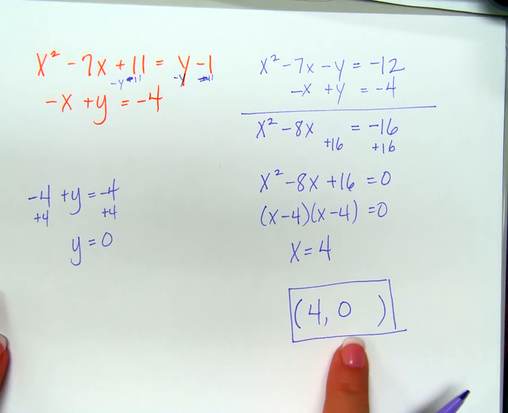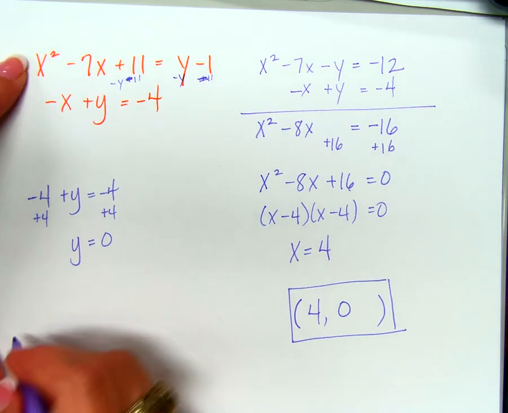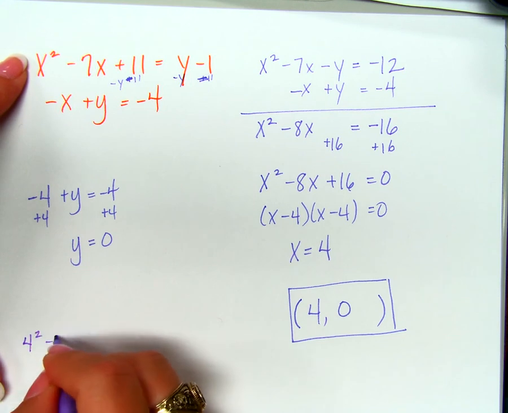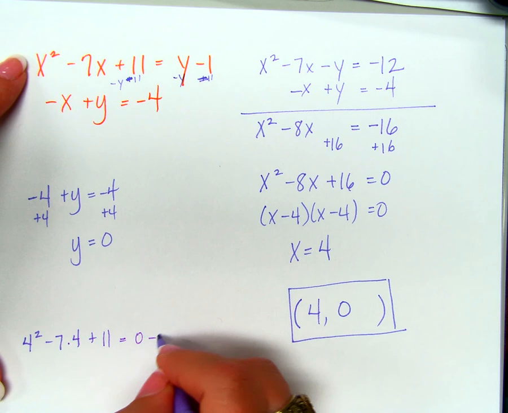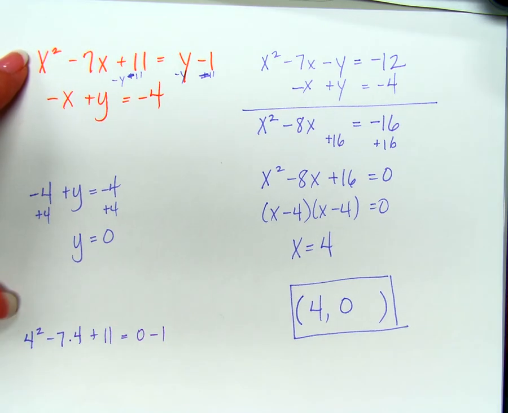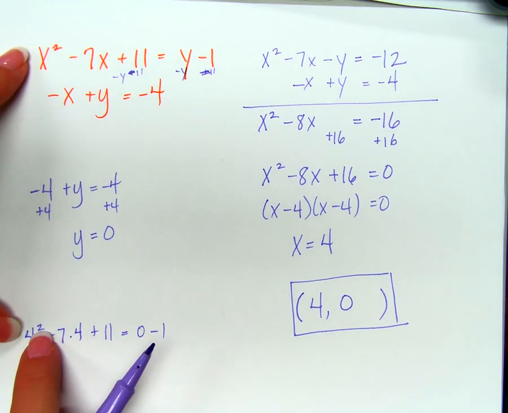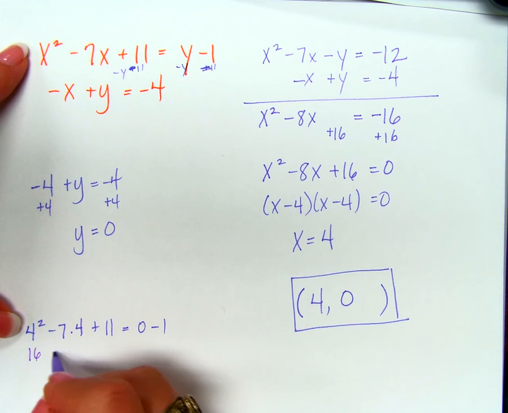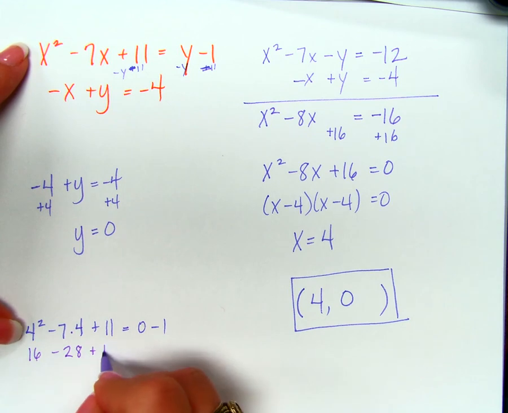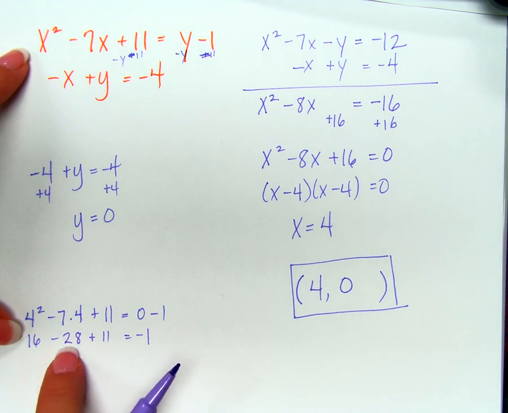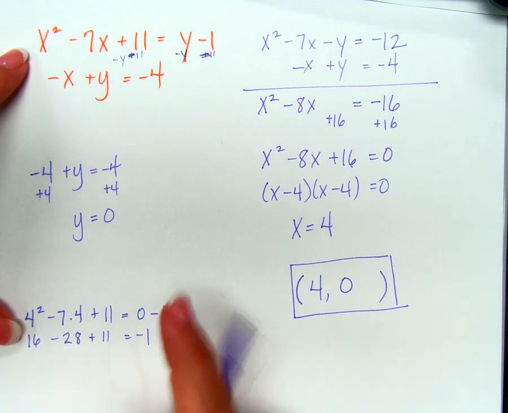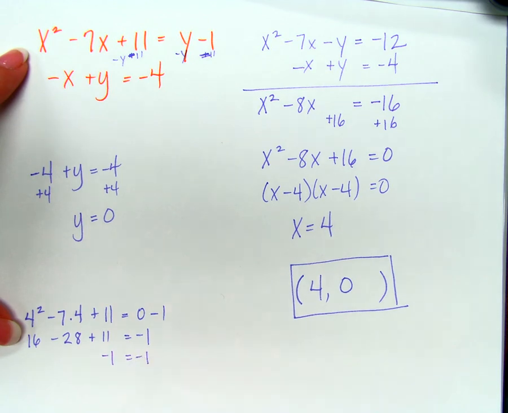Plug it in, okay? So if I substitute in the top equation, I get 4 squared minus 7 times 4 plus 11 equals 0 minus 1. Everybody see where I got all that? What's 4 squared? 16 minus 28 plus 11 equals negative 1. 16 minus 28 is? Negative 12 plus 11. That works. So we know it's the answer?